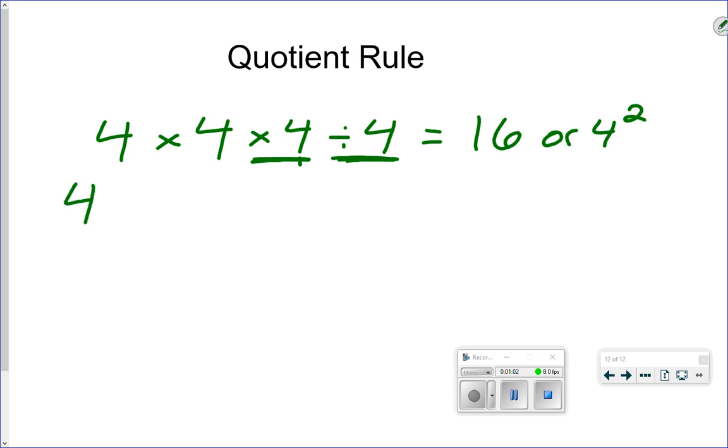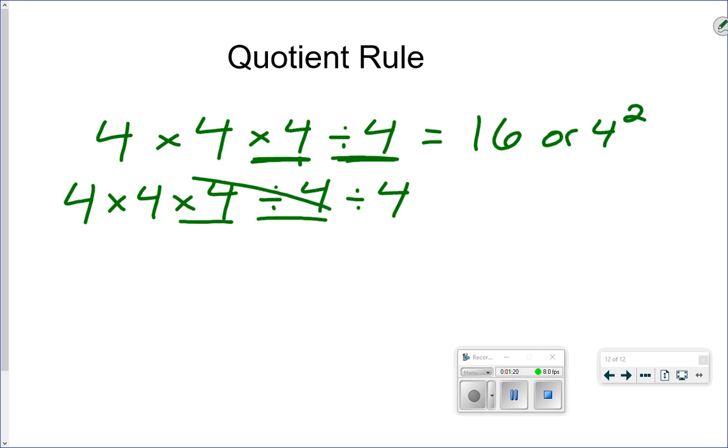Let's say I have another 4 times 4 times 4, but this time I divide by 4 twice. So same thing, except now I'm dividing by 4 2 times. Again, this multiplying by 4 and this dividing by 4 are inverse, so they cancel each other out. This times 4 and this divided by 4 cancel out, and what I'm left with is just 4.